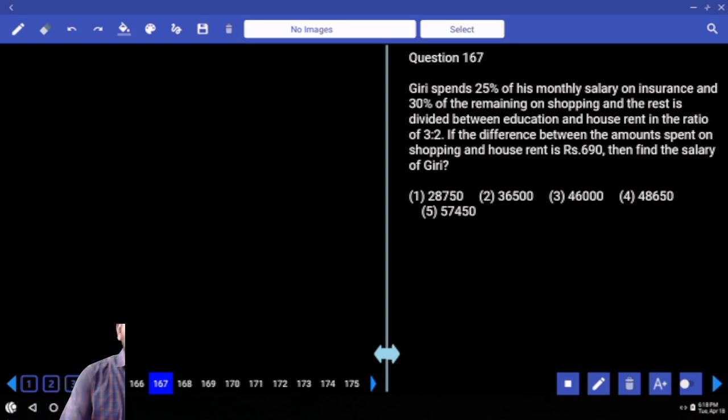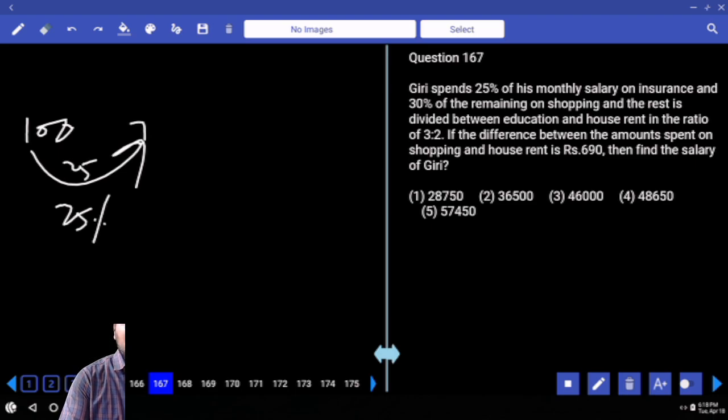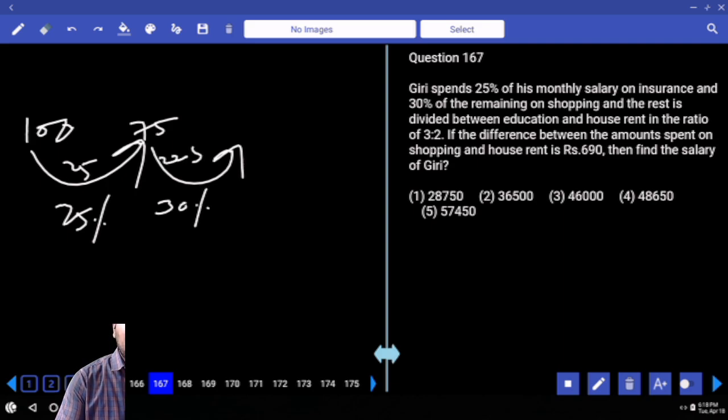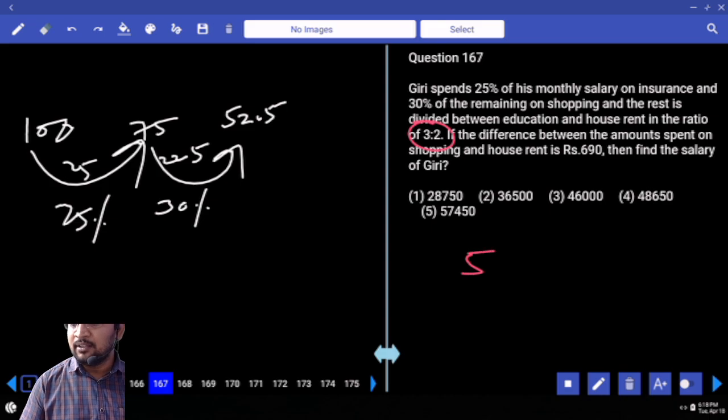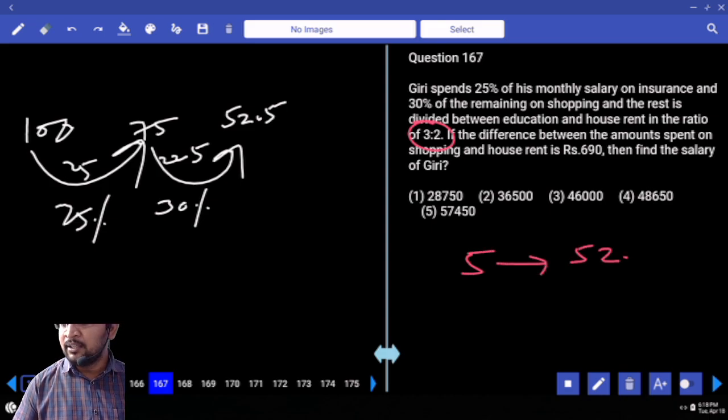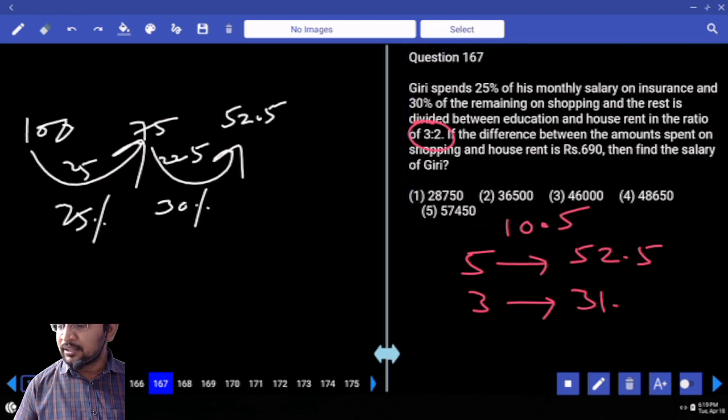Look here. Giri's salary I assume as 100. First one is 25%. 25% of 100 is 25. Remaining is 75. Next, 30% of 75 is 22.5. Remainder is 52.5. This 52.5 is nothing but 5 parts. Then 1 part is 10.5, so 3 parts is 31.5, and 2 parts is 21.